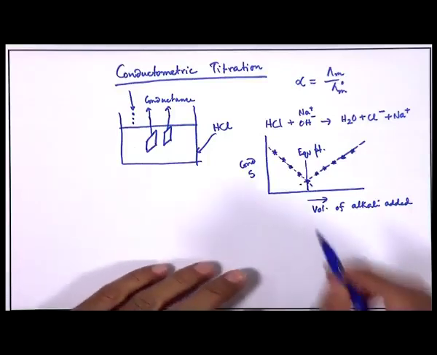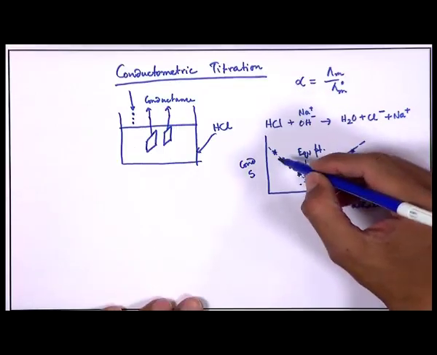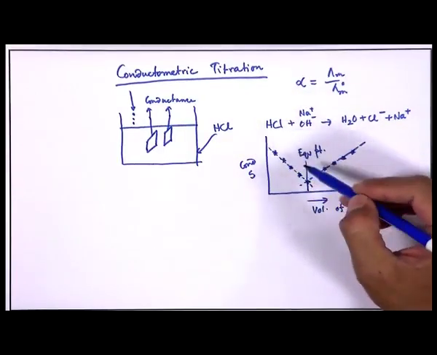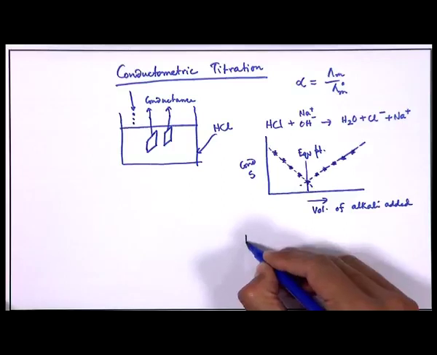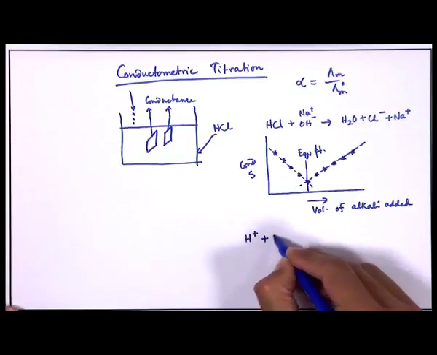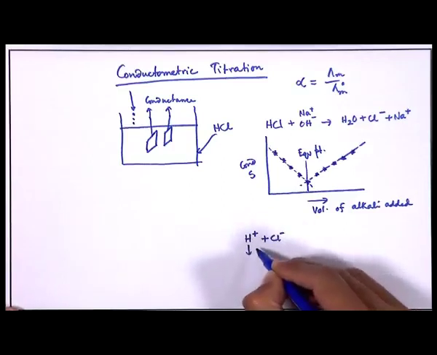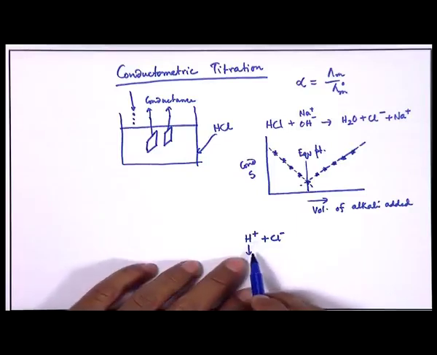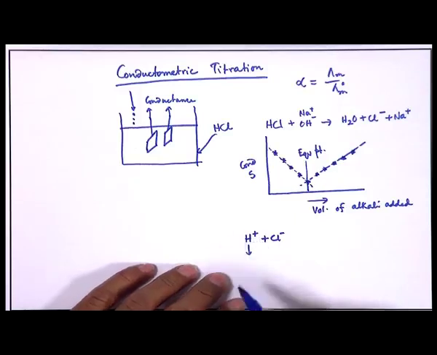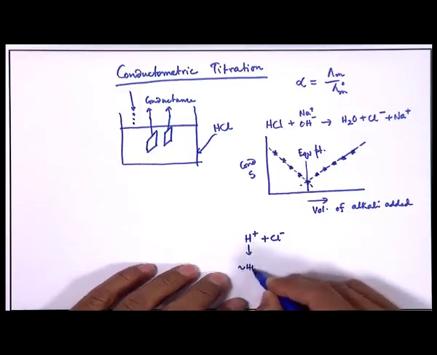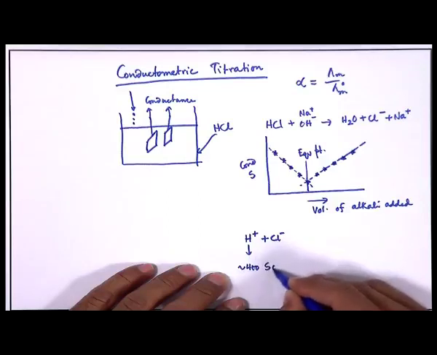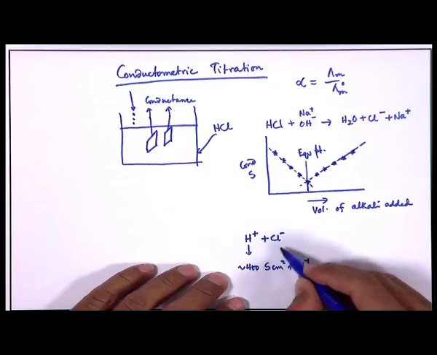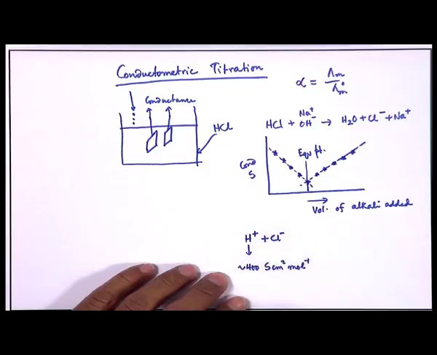So, why is it happening like this? Because initially you have H plus Cl minus. The molar conductance of H plus is very high, about 400 Siemens centimeter square mole inverse. These others are less, about 70 or something like that.